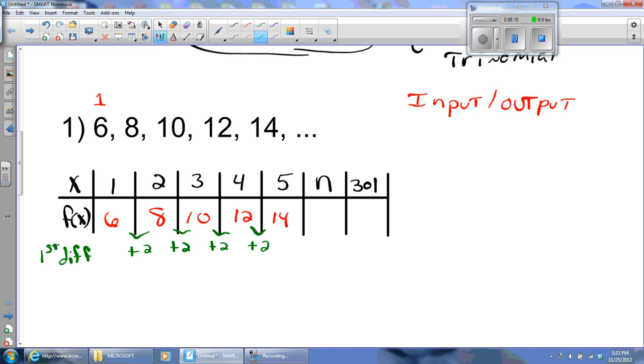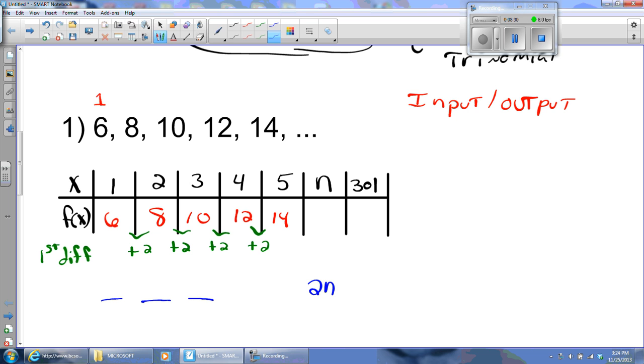All right, so I'm adding 2 every time, right? When the first difference matches, that is going to be my coefficient on n. So my answer for the nth term will be something like 2 times n. Now notice I didn't write it up here, because what I'm going to do is make this thing called a comparison line.